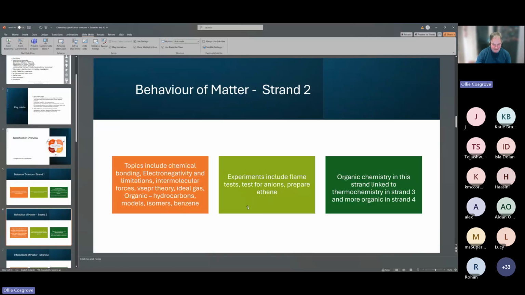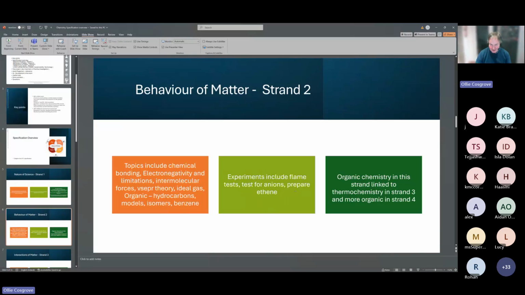When you look at the specification, you'll notice that the experiments aren't as big a deal as they used to be. There aren't as many experiments on the course as there were on the old course, and they don't seem to be given as much emphasis. But when you look at the sample exam questions, the experiments are mentioned. There's definitely going to be questions on experiments.